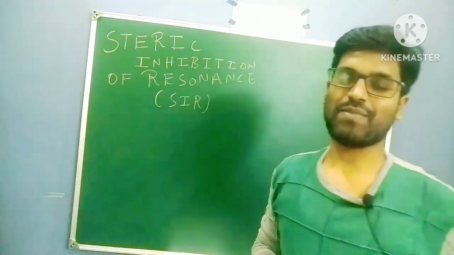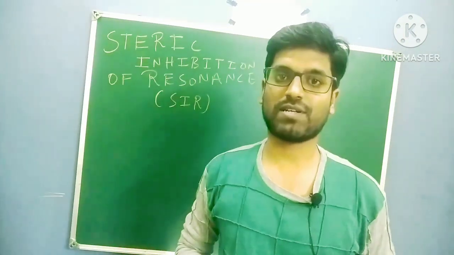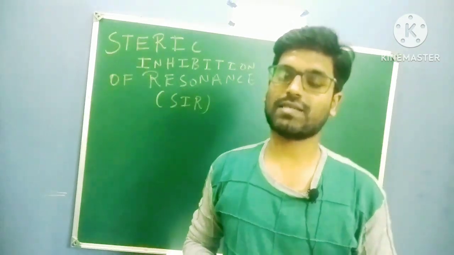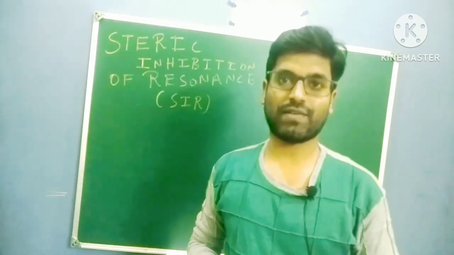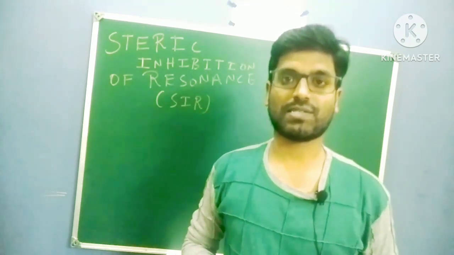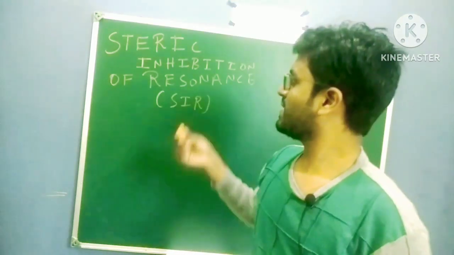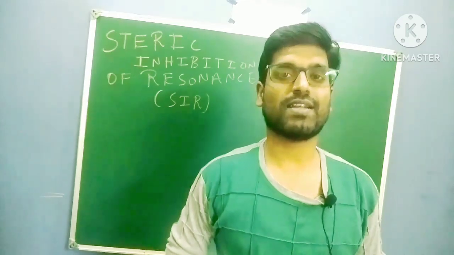Hi everyone, welcome. Today's class is part 9 of general organic chemistry. In the last class we discussed heat of hydrogenation and the conjugation stability of conjugated systems, the stability of alkenes. In this class, steric inhibition of resonance.